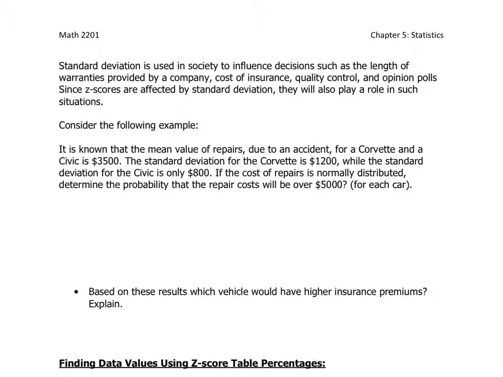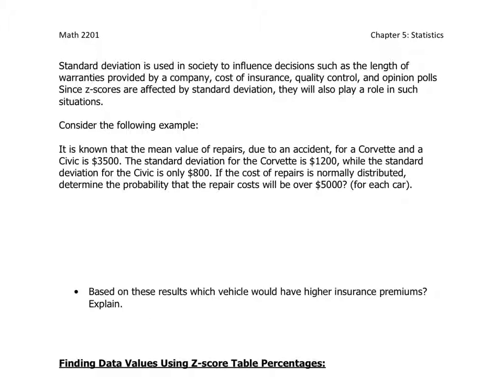Okay, so standard deviation is also used in society to influence decisions such as the length of warranties provided by companies and the cost of insurance and quality control and opinion polls and stuff like that. So z-scores, which are affected by standard deviation, play a role in these situations.